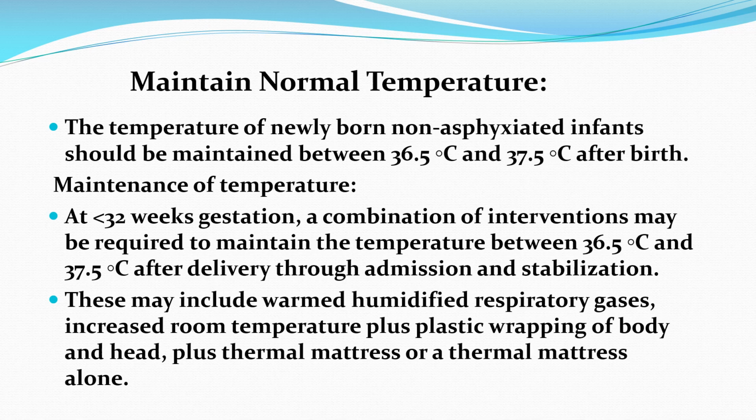For those less than 30 weeks gestation, a combination of interventions may be required to maintain the temperature between 36.5 and 37.5 after delivery through admission and stabilization. These may include warmed, humidified respiratory gases, increased room temperature, plus plastic wrapping of the head, plus a thermal mattress, or a thermal mattress alone.